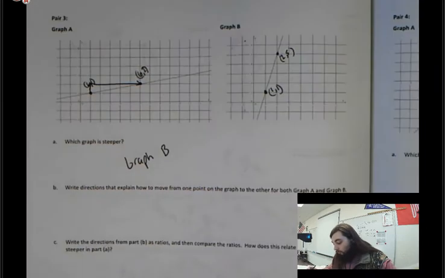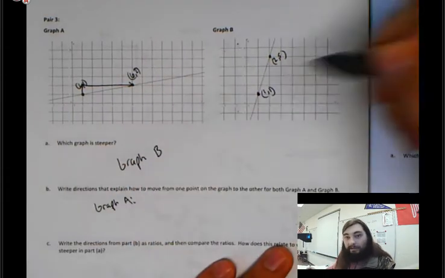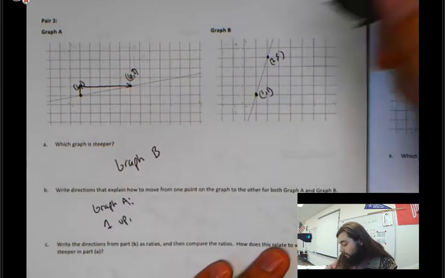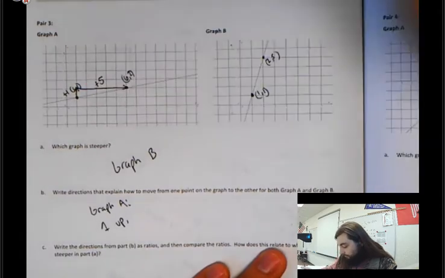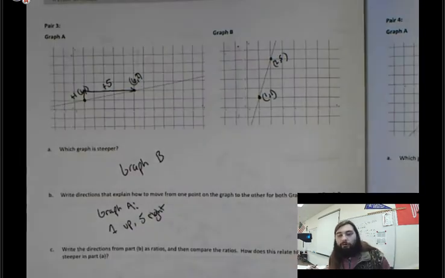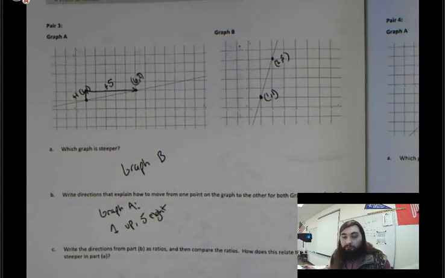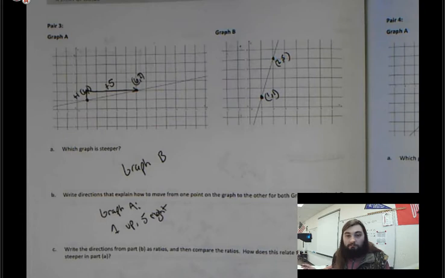Okay? So we need to go up 1. So for graph A, to describe its directions, we go up +1, and then we go 5 to the right, +5. Again, pretty straightforward, pretty easy for us to determine how we get from one point to the next. Really, we're just using the coordinate plane and the grid that exists on it to determine our directions to get from one point to the next.